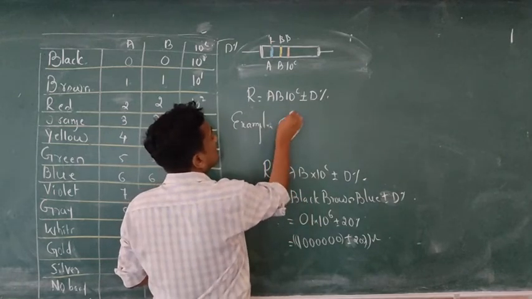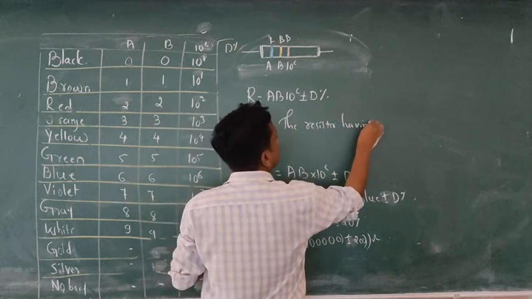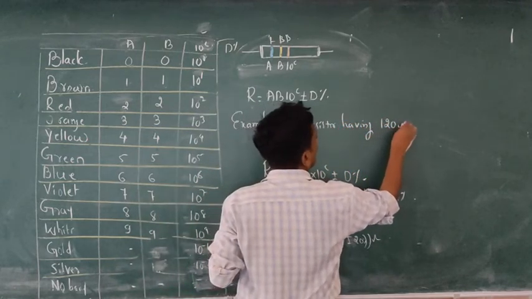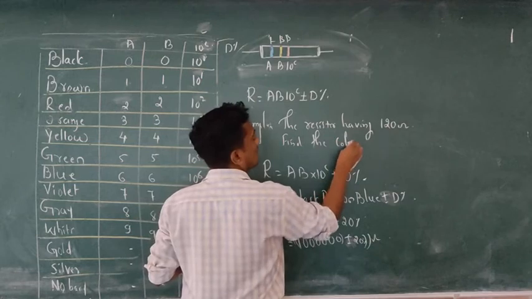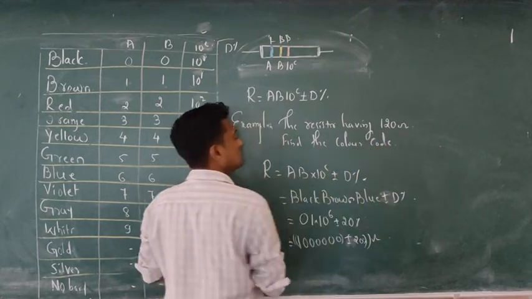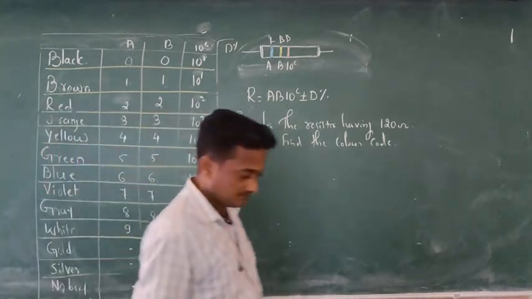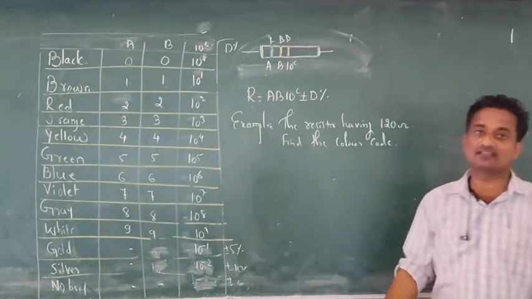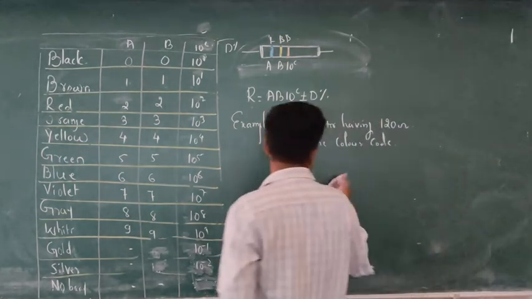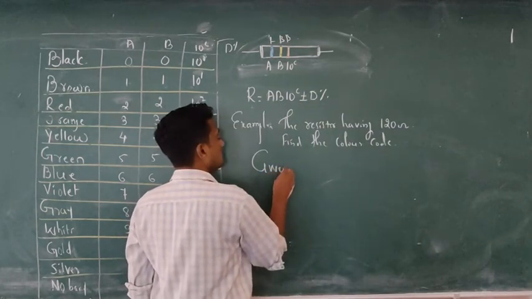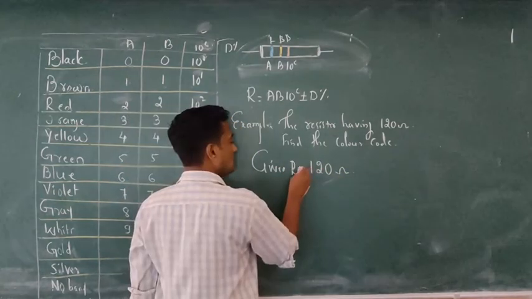Example number 3: the resistor having 120 ohm, find the color code. In the first example, they gave the colors, then you had to find the values. So in this example, they give the values, then you have to find the colors. So what is given? Given is 120 ohm. That is R equal to 120 ohm.